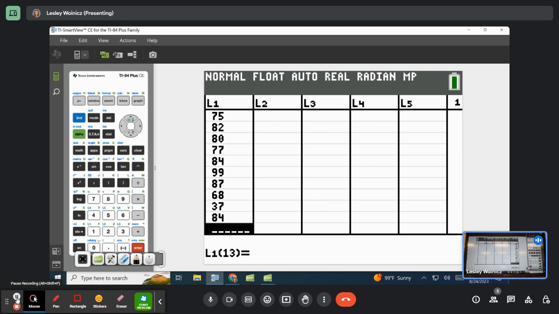Okay, there are 12 scores, so when your cursor is done, you should be on cell 13. That's a good way to check that you have the right number in there and you didn't skip any.